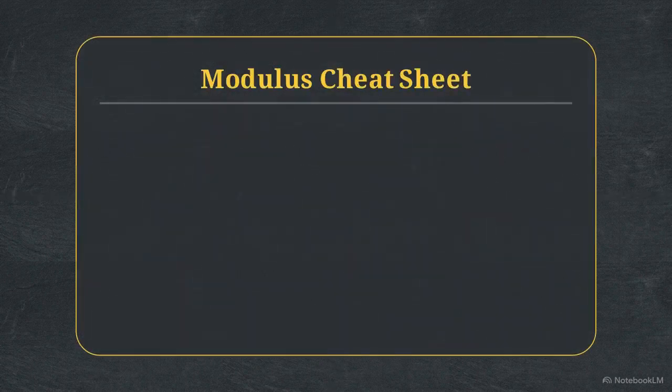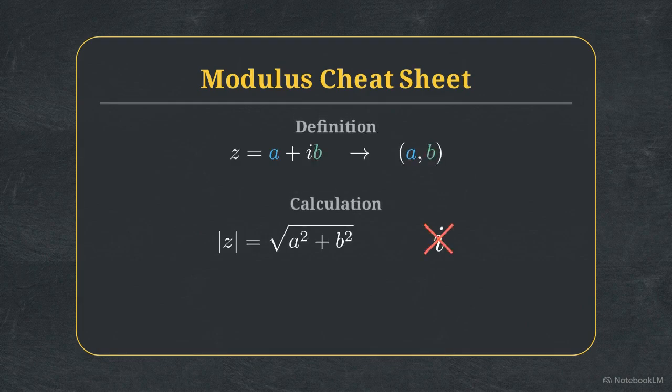Mapping complex algebra to simple geometry clarifies the process. Just extract your values, drop the i, calculate the hypotenuse, and remember that physical distance is always positive.